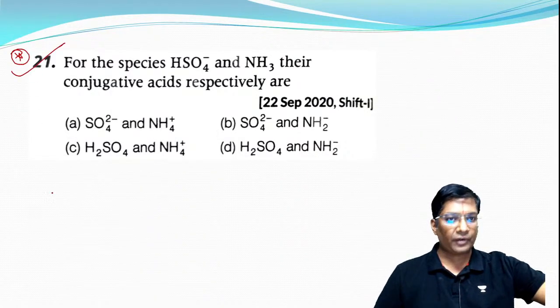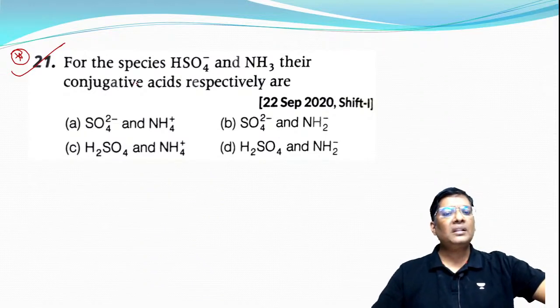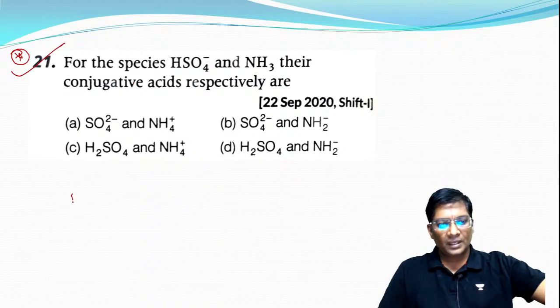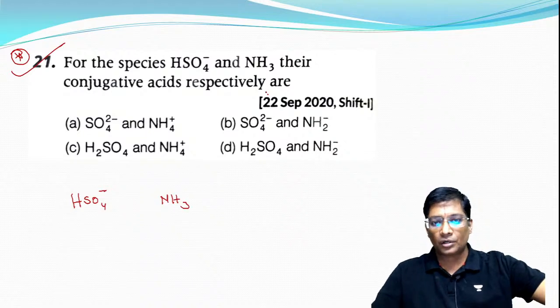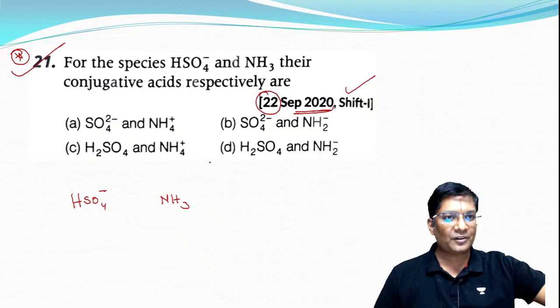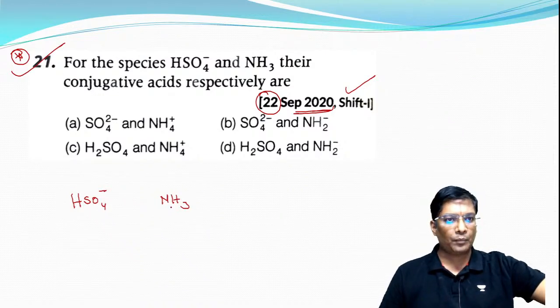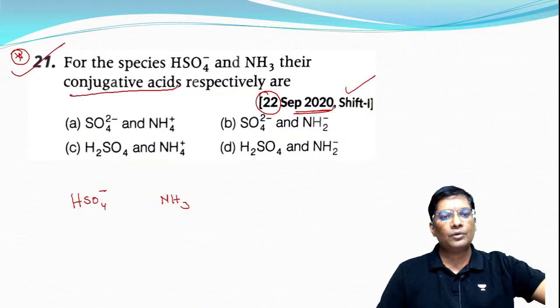This one is easy for you. This one is very easy for you. Let us see. For the species HSO4 minus and NH3, this is from 22nd September 2020 shift 1. It's a previous year question. The question asks, for the species HSO4 minus and ammonia, what are their conjugate acids?